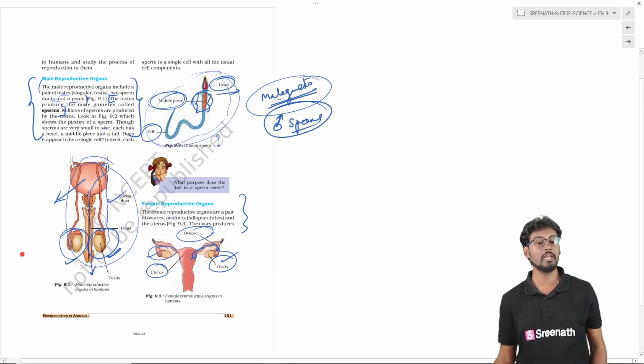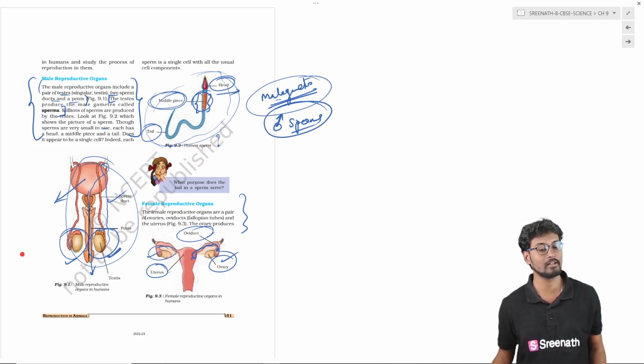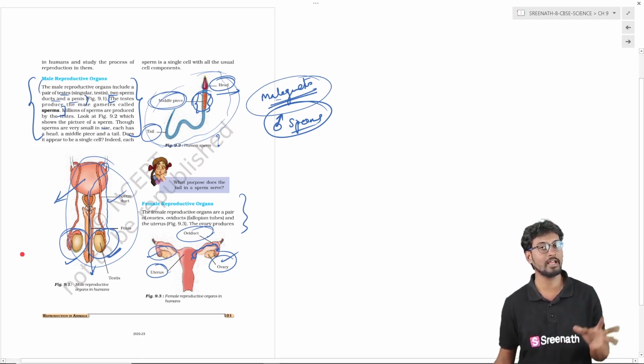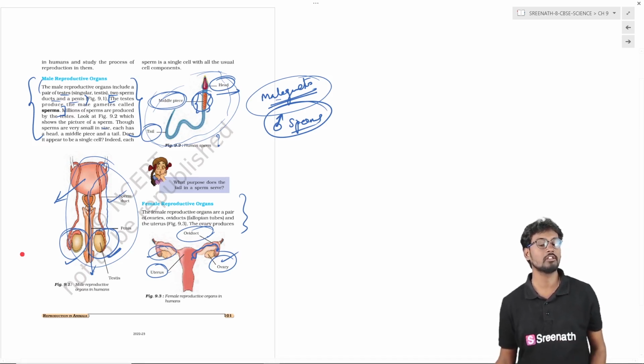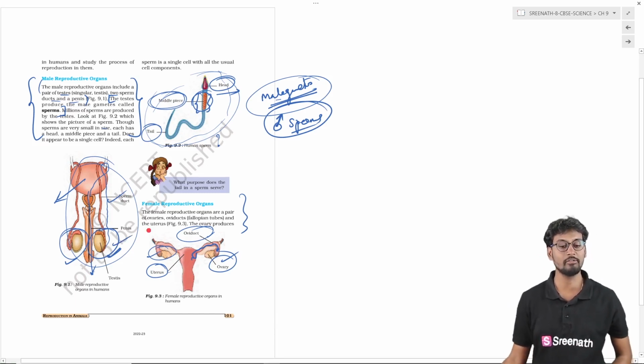Coming to the male reproductive organ, here the male reproductive organ consists of a pair of testicles, a pair of sperm ducts, and also a penis. So a single penis, and this entire arrangement is called the male reproductive organ or system. The testes are where the production of sperms takes place, which are very small cells consisting of a head, a middle piece, and a tail.